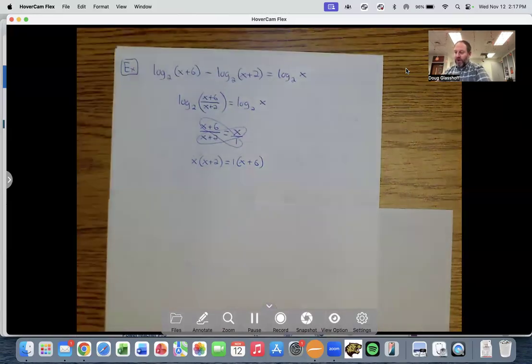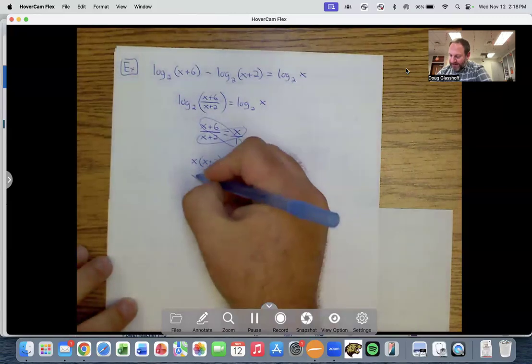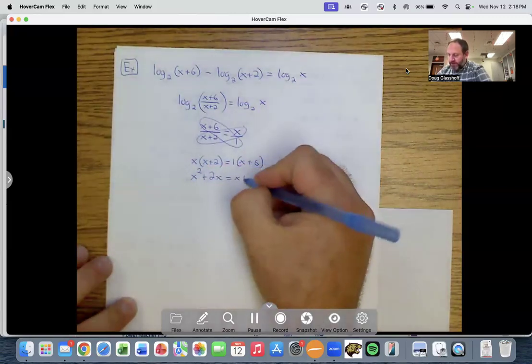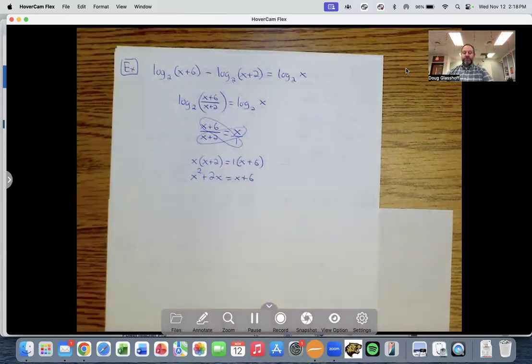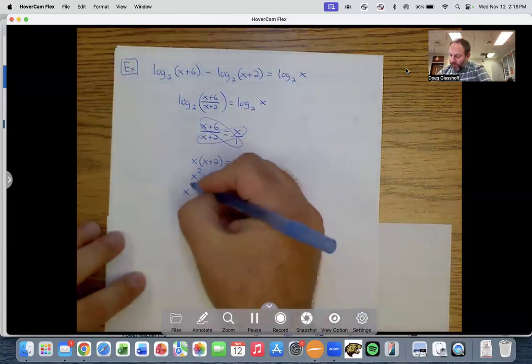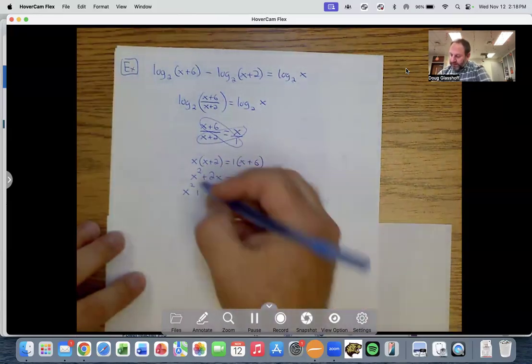All right, now I can solve this. I'm going to distribute the x. I get x squared plus 2x. Distribute the 1, that's just x plus 6. Now, because I have a squared term, I'm going to get it set equal to 0. So I'm going to subtract everything over to that left side.